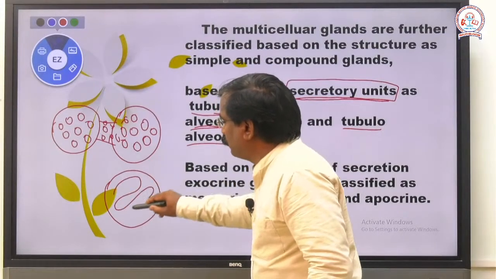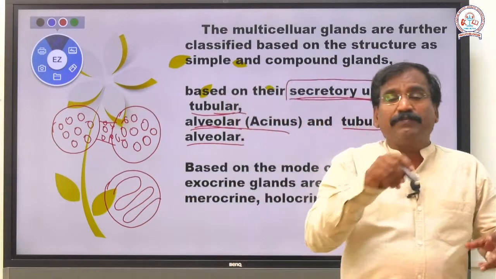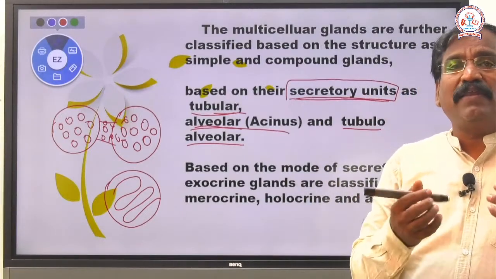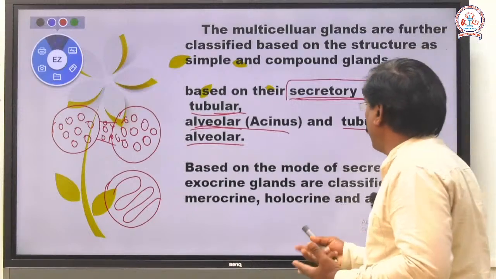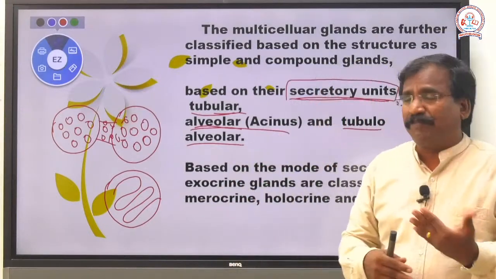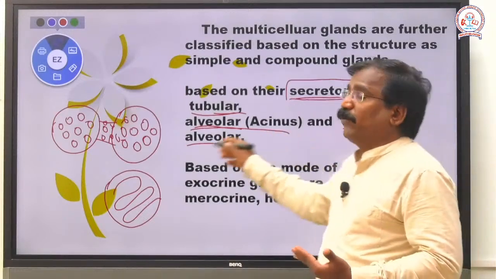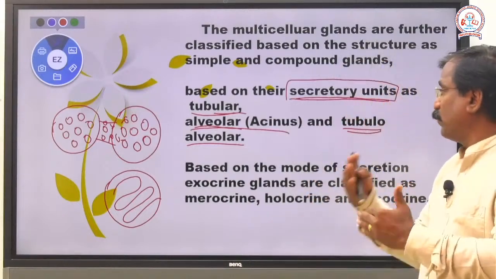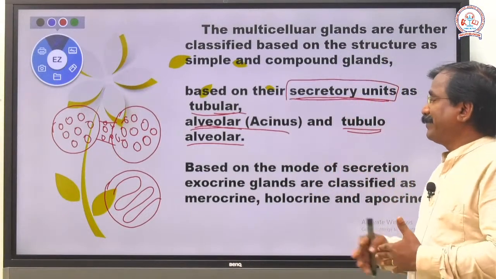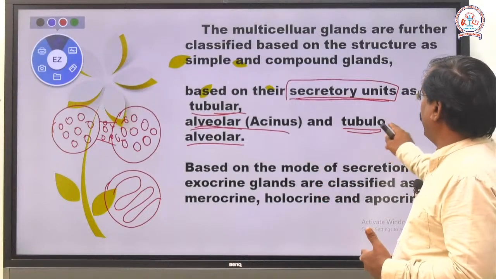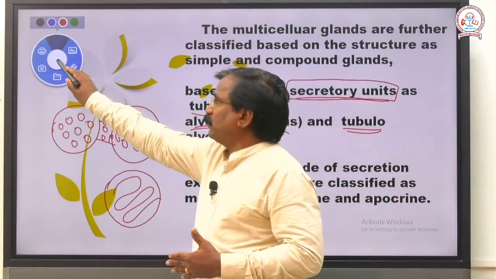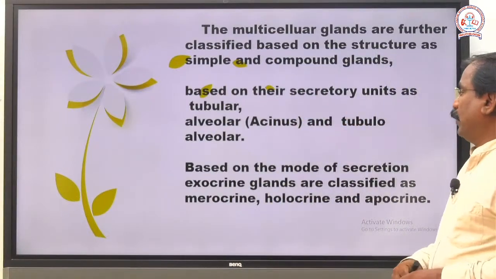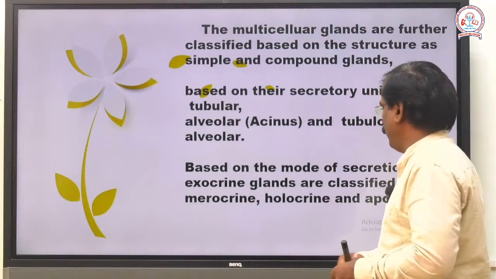Sometimes glands are tubular in nature. This is the gland, and inside there is a tube, tubular in nature, those are the secretory units. Sometimes both are present, and when both are there, it is called tubulo-alveolar, integrated. The secretory units are composed of both alveoli and tubular parts. So this is based on the nature of the secretory unit.